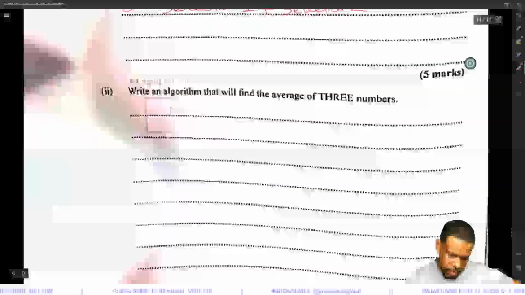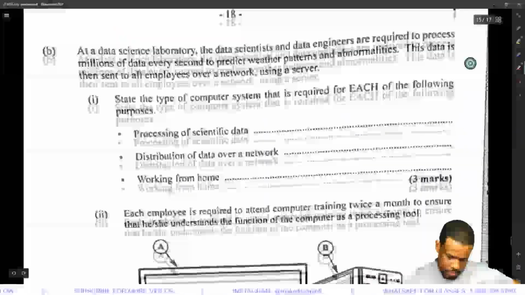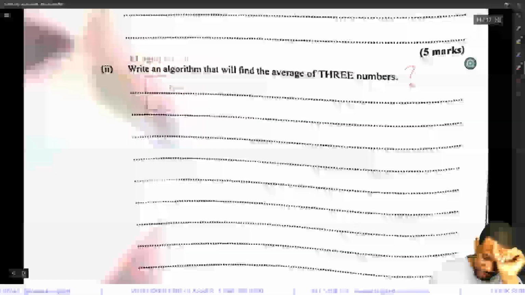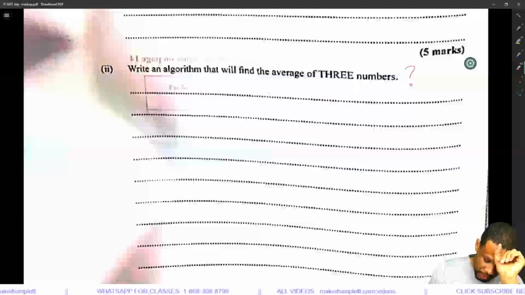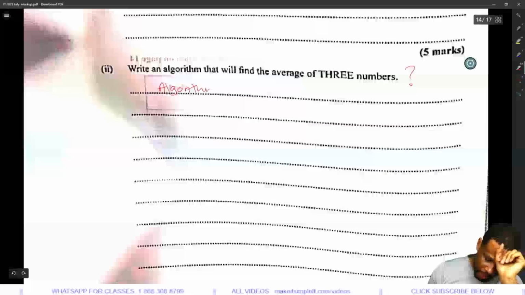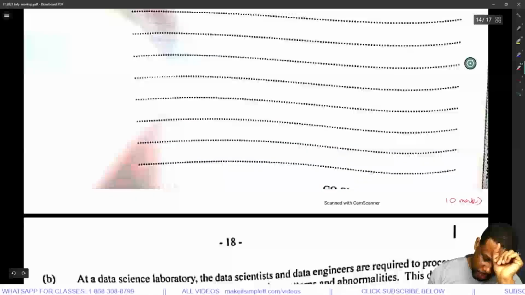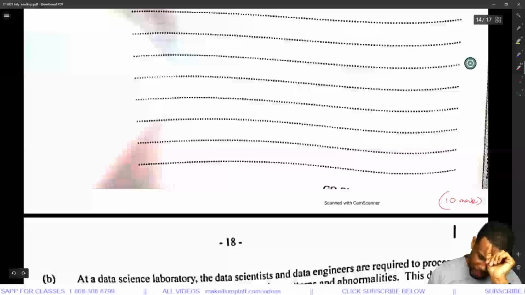Alright, write the algorithm that will find the average of 3 numbers. What? My students tell me this was 10 marks. This here was a 10-mark question. This pseudocode was tough. Nah, you're trolling. Let me give it a name, algorithm. Apparently this was 10 marks, but the paper did cut off the amount of marks because they gave a whole extra page to write it.